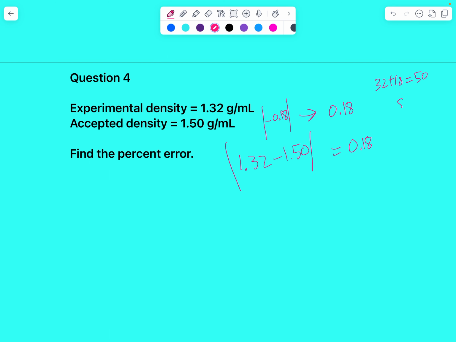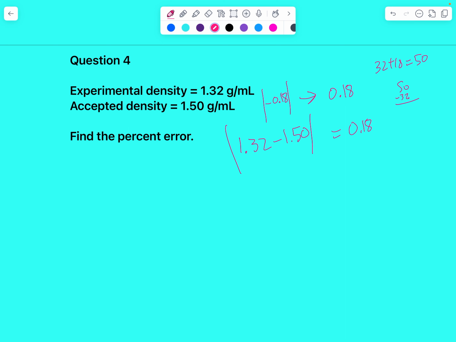Another way you can think of it is 32 plus 18 gets you 50. Or you could just do 50 minus 32. A lot of different ways to play with the sign. You know you want to have a positive answer, but there are different ways of approaching it in your head. So we have 0.18.